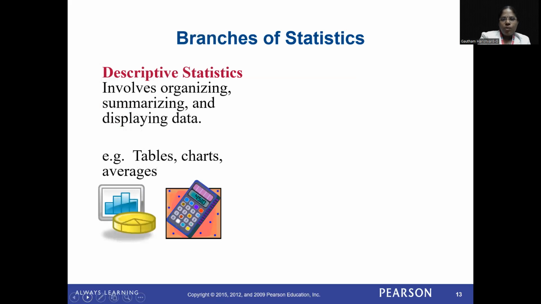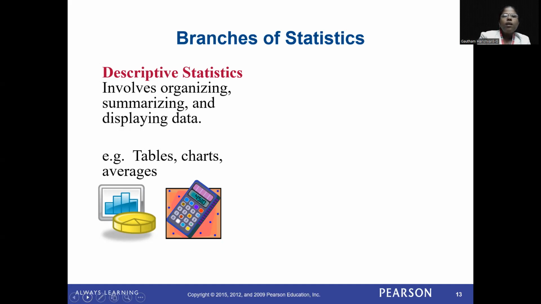Next, I'm going to describe the branches of statistics. There are two types of branches of statistics. One is descriptive statistics, another one is inferential statistics. So what is in descriptive statistics? I already explained the definition of statistics, right? In that, what are the steps before the conclusion? Before we make the conclusion, what are the steps that come under descriptive statistics? The inferential statistics gives you the conclusion.